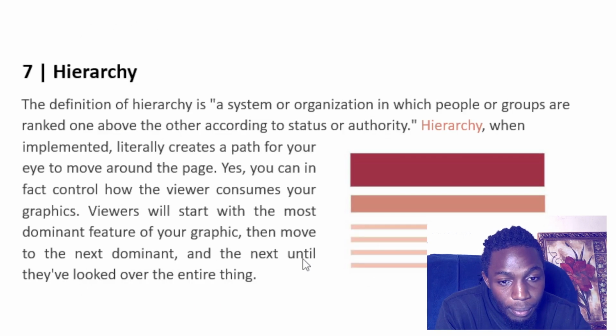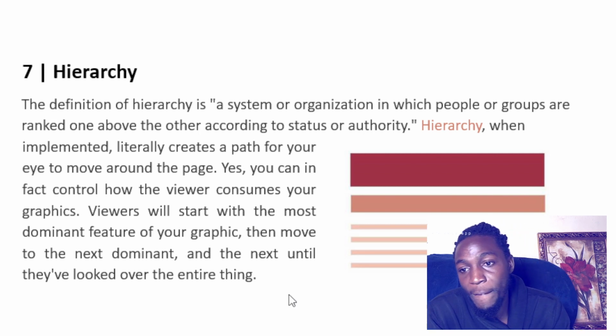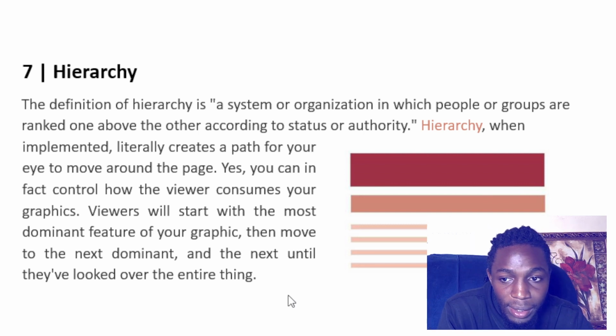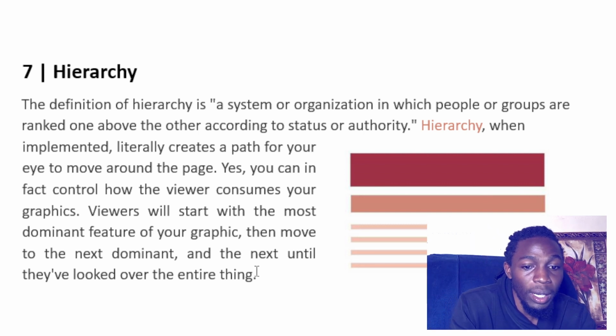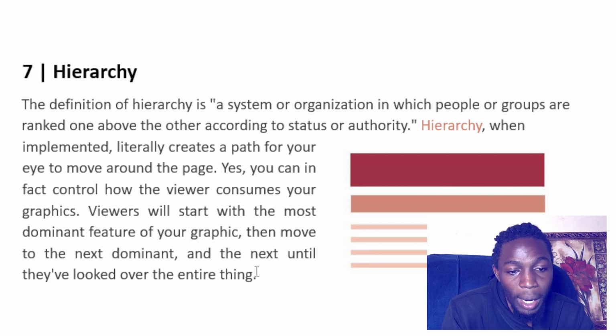Now, number 7, we talk about hierarchy. As I said, we were coming to it. The definition of hierarchy is a system of organization in which people or groups are ranked one above the other according to status or authority.